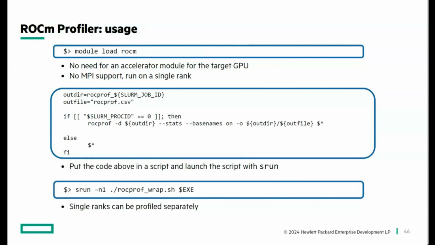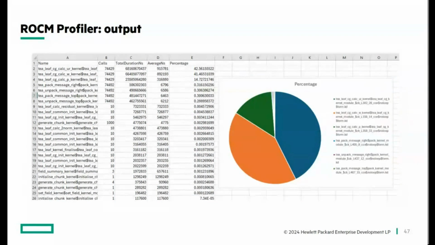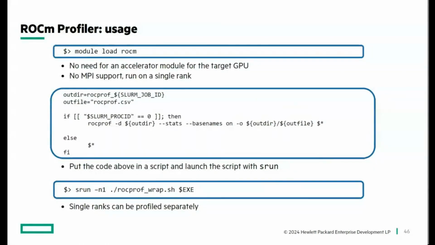The settings I've got here, so base names on will truncate the full kernel function names, and dash stats will generate a separate kernel execution stats CSV file, which kind of gives you a more abbreviated data, and we can just visualize that in the next slide. And then we launch our application in the following way. If you go back, Harvey, to the last slide, with a wrapper, and then single ranks can be profiled separately.